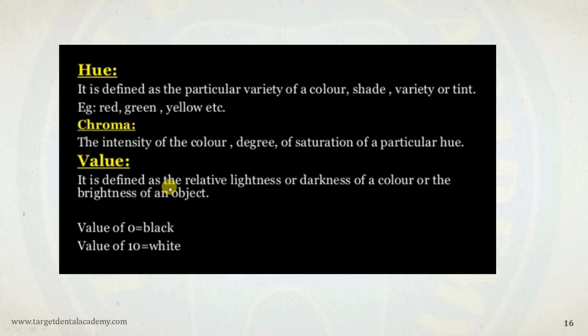Value is defined as the relative lightness or darkness of a color, or the brightness of an object. When you add black or white to any particular color, it tends to change the relative lightness or darkness of the color. When you add more black, the value of 0 is black. When you add more white, the value of 10 is white.